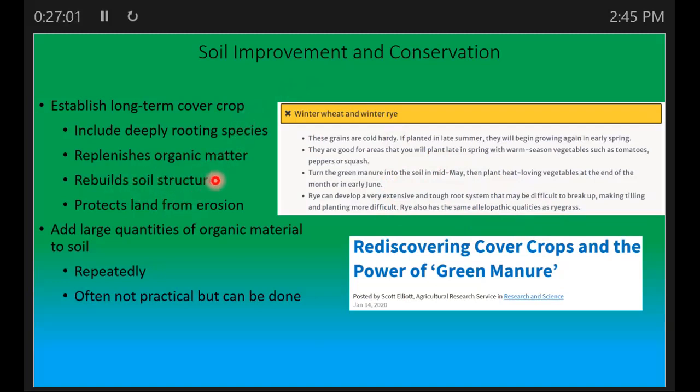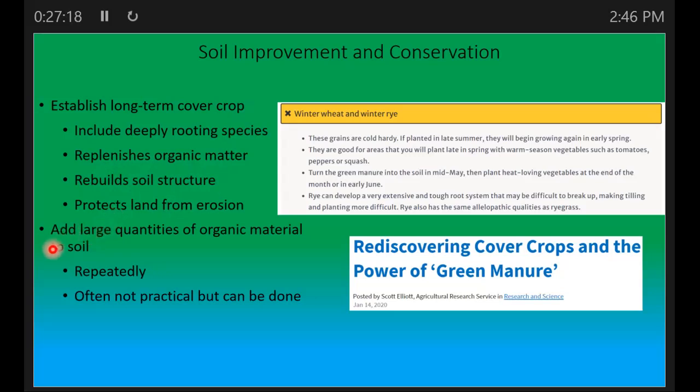Soil structure, just getting the physical structure of the soil in the right condition for plant growth. You do need a mixture of organic matter for that. And then it does prevent erosion big time. If you have plants growing on the surface, it really does help with stopping it.